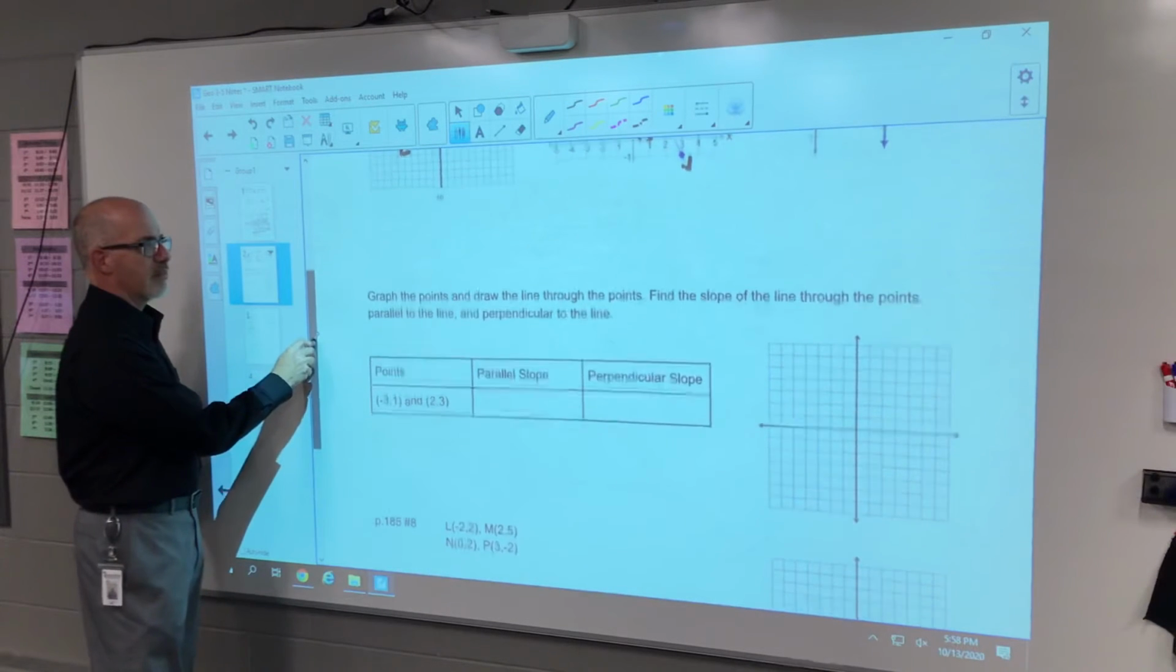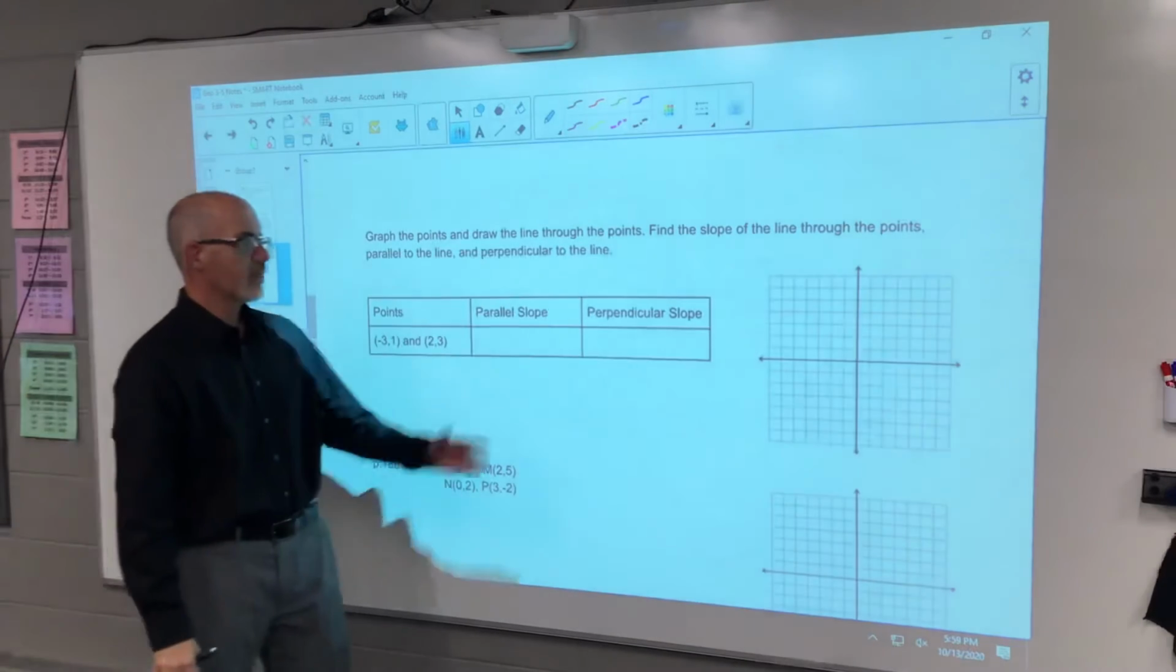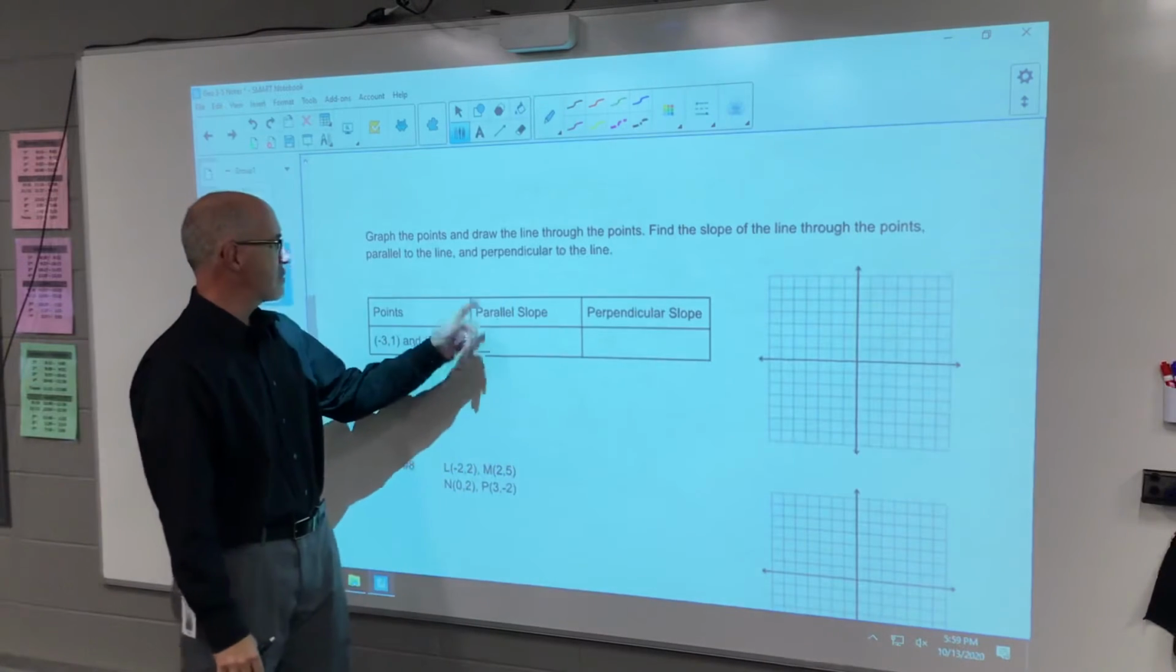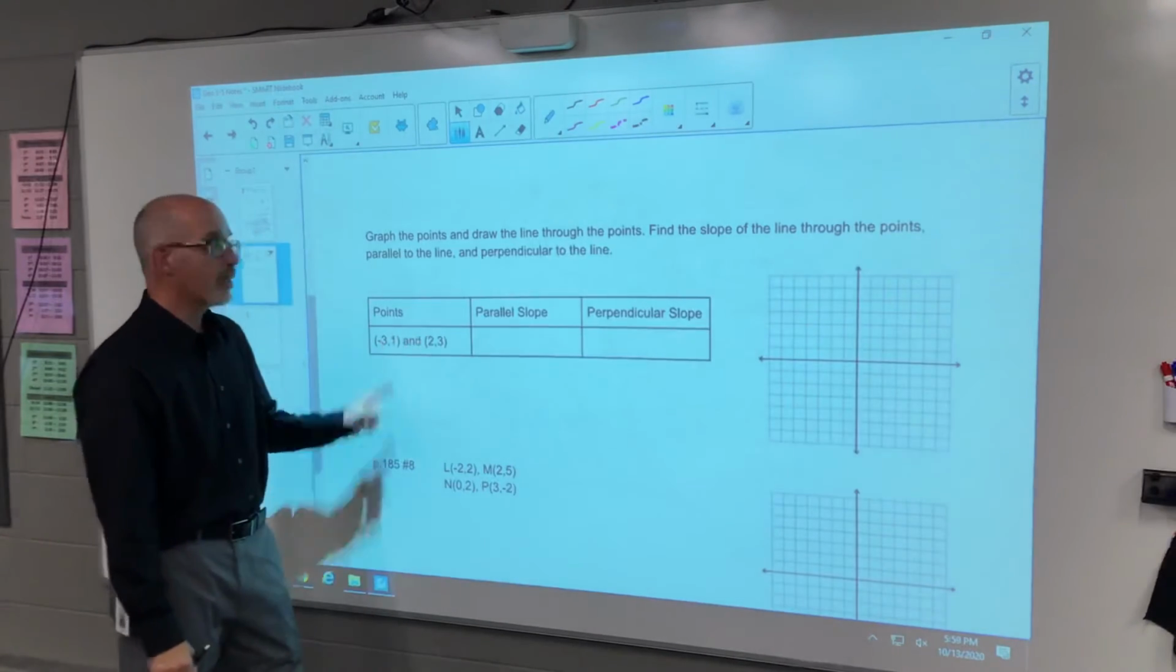We want to graph the points and draw the line through those points, okay? Then we're going to find the slope of the line through the points, parallel to it and perpendicular to it. So let's plot these 2 points here.